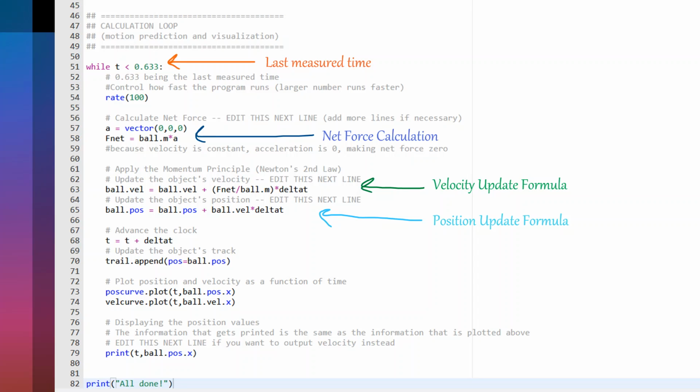This loop here is used to calculate the position and the velocity. We have, while time is less than 0.633, because that is the last measured time in Tracker, the net force calculation. The net force is always going to be equal to 0, because it's mass times acceleration. We have a constant velocity. Acceleration is the derivative of the velocity. Derivative of the constant is 0. Net force will always be 0. And that means that for our velocity update formula, that last term will also always be 0, indicating, again, we have constant velocity. The position update formula will occur every time we go through this loop. As t changes, so will the position of the eraser.